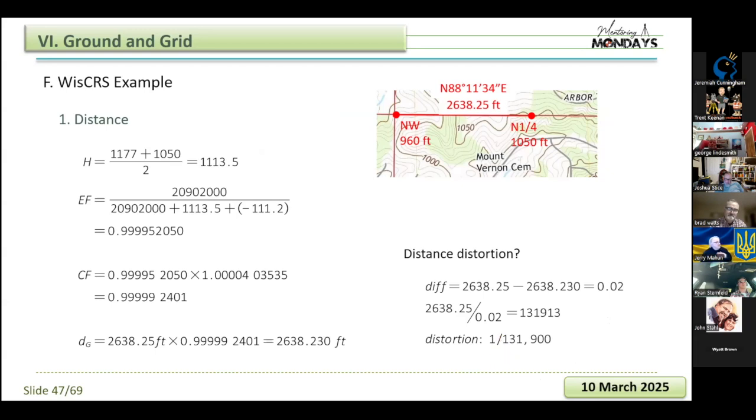So am I going to treat ground distance like grid distance? Sure, for all intents and purposes, they're the same. If I'm working on a project area, I'm going to look at which is my longest line with the biggest elevation differences, which is my worst case situation, and I'm going to compute for that line. If I get 1 in 131,000, it doesn't make a difference for that line. It's not going to make a difference for any other line either.